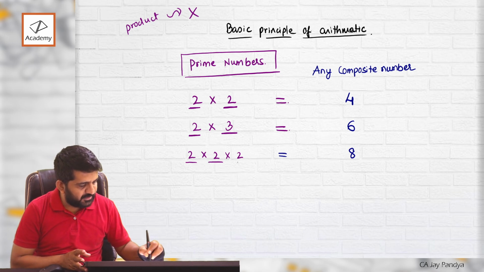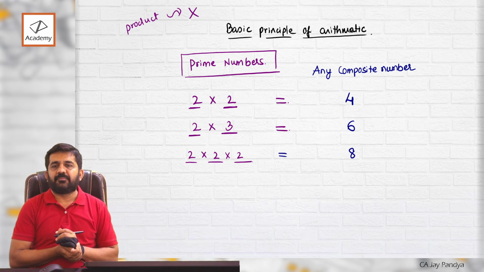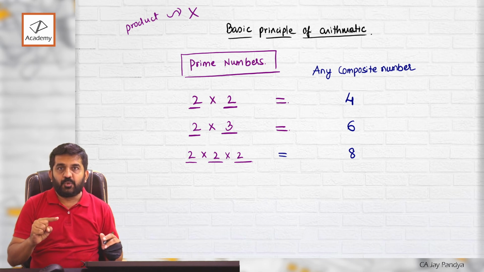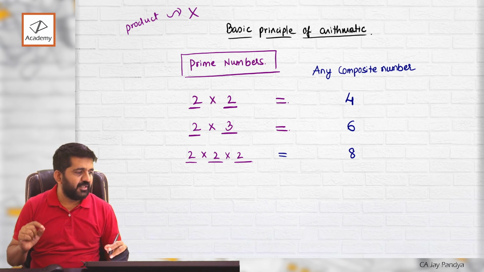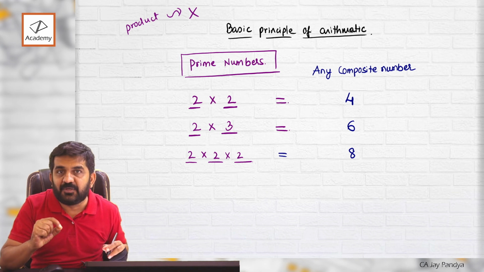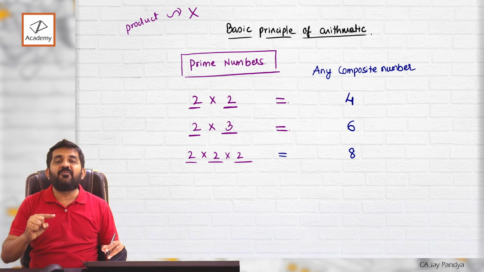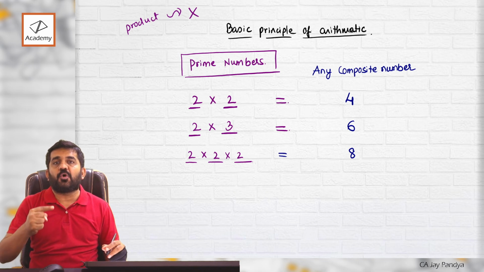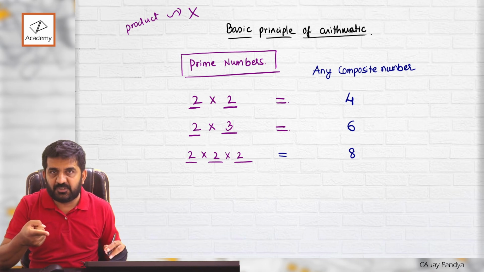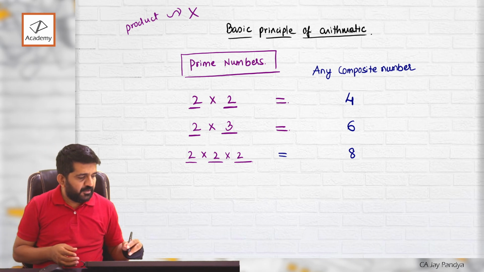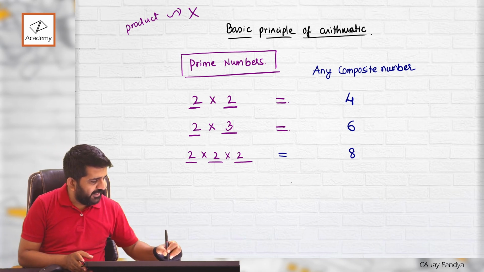See these numbers. These are prime numbers. 2 is a prime number. Right? Any composite number will always be a product of prime numbers. Let me take a big number.